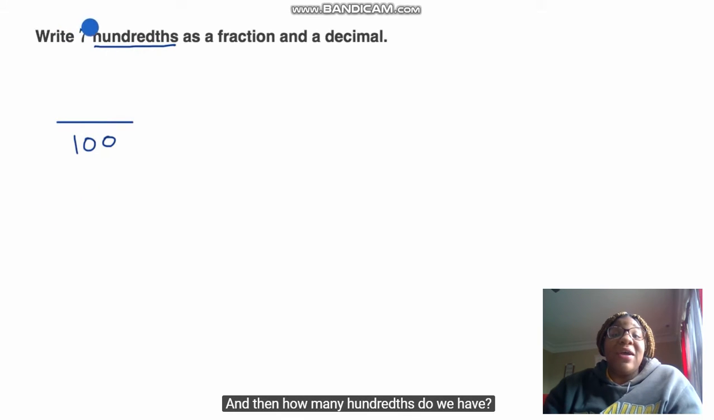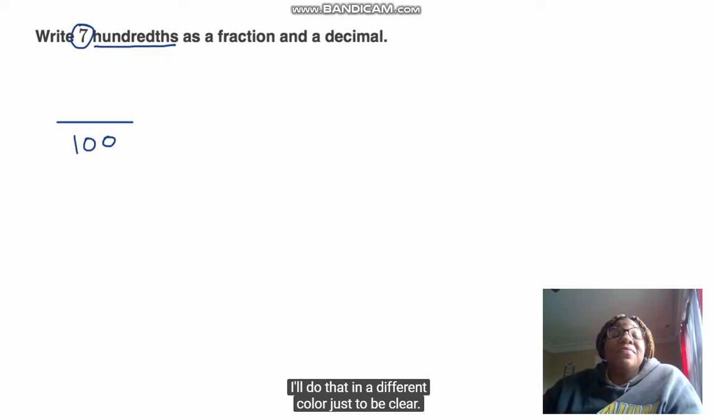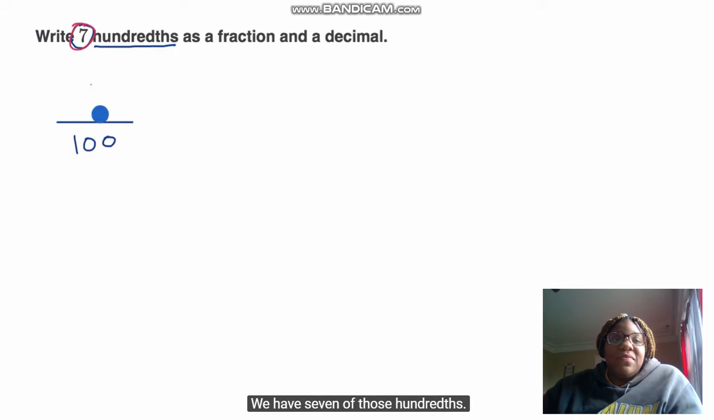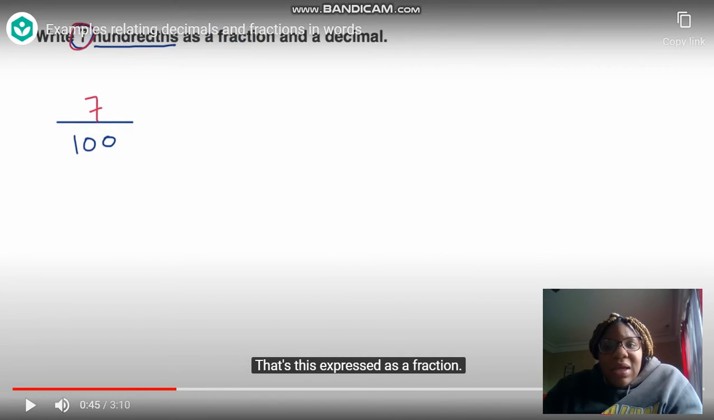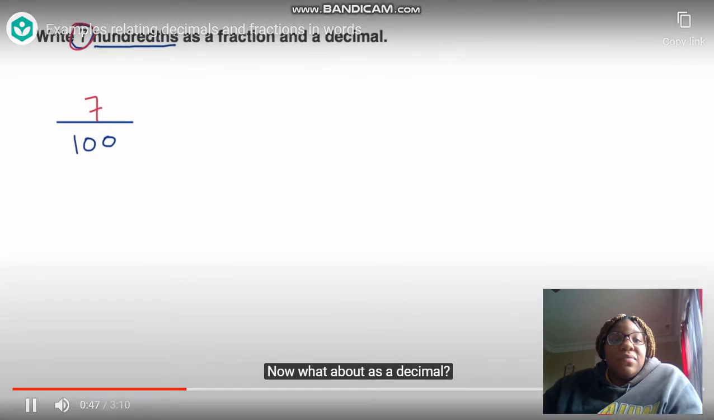And then how many hundredths do we have? Well, we have 7 of them. I'll do that in a different color just to be clear. We have 7 of those hundredths. So there you have it, 7/100ths. That's this expressed as a fraction. Easy, right? I knew you would say that. Let's keep moving on. Now, what about as a decimal?